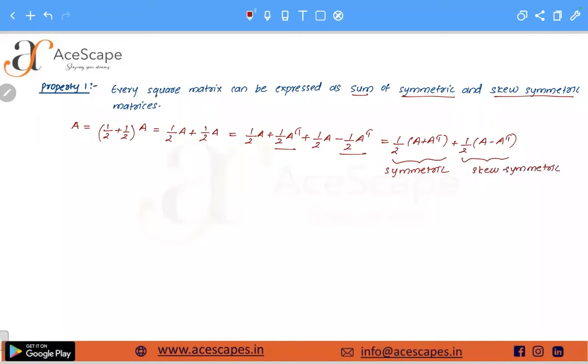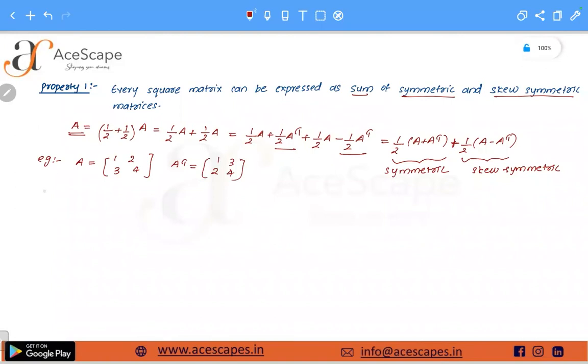So, given a square matrix A, it can be written as the sum of a symmetric matrix and a skew symmetric matrix. Example, if I have a matrix A equal to [1, 2; 3, 4]. Now what is A transpose? A transpose is [1, 3; 2, 4]. Right, rows as columns, rows as columns.